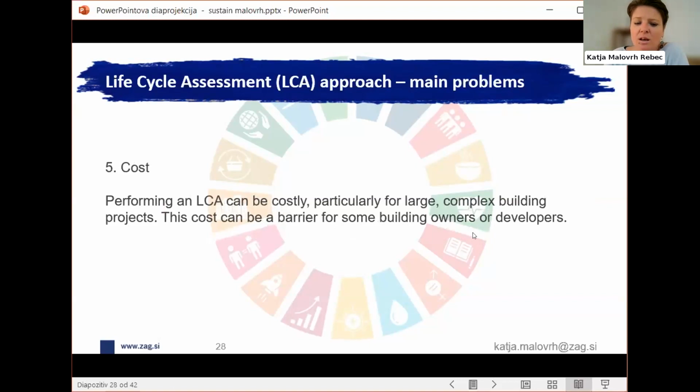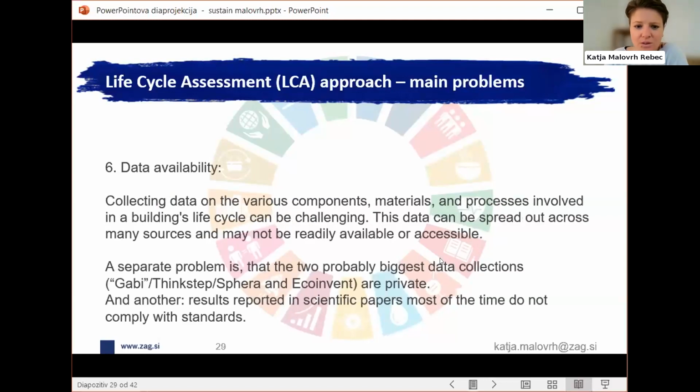And then cost. Performing LCA is time consuming and costly, and especially in the past, this was quite a problem for the industry, but I think now with more and more data being available and also openly available, this is becoming less of an issue.